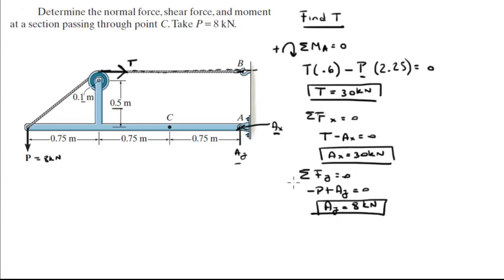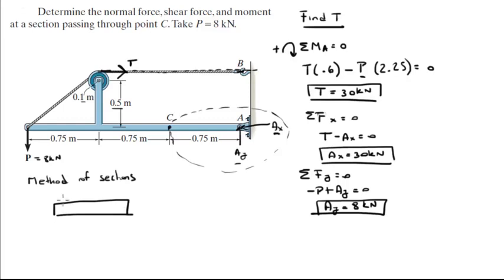So now we got AY and AX. So now we're going to use the method of sections to find our shear, moment, and normal. We're going to use this section right here. So let me redraw that section right here. This is C.